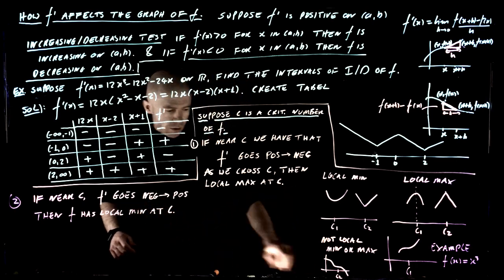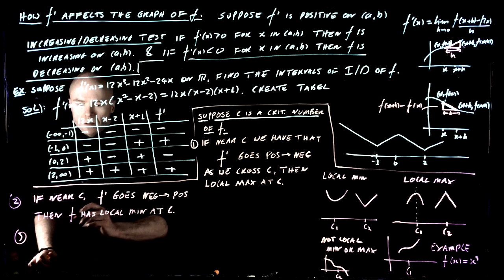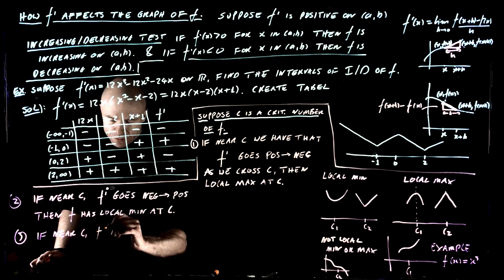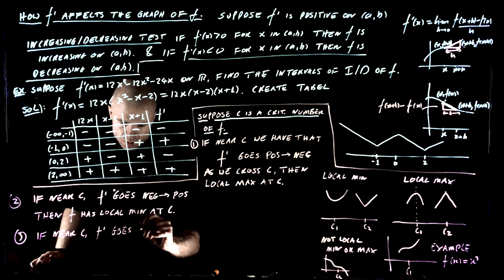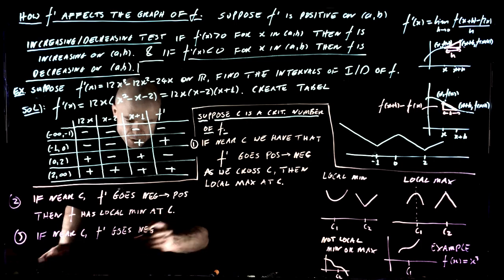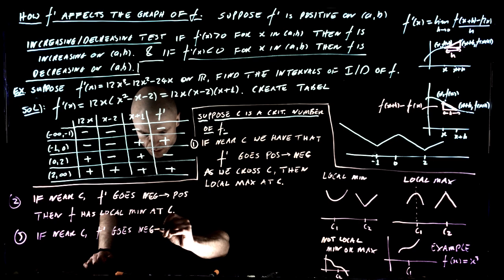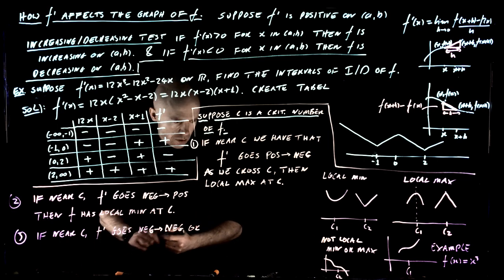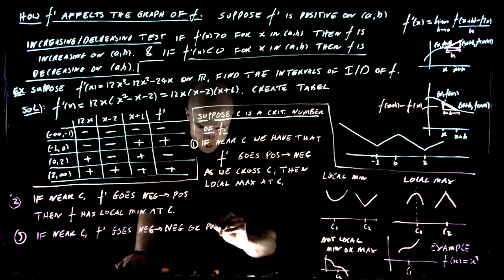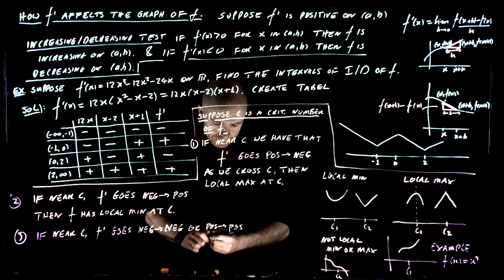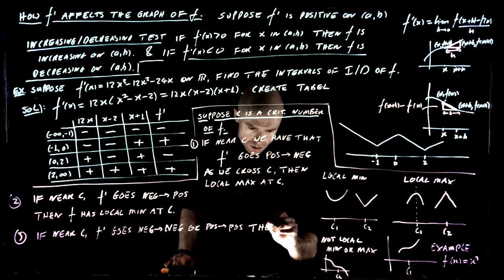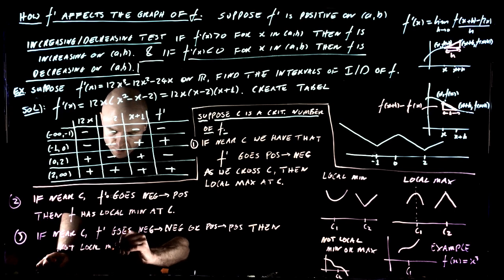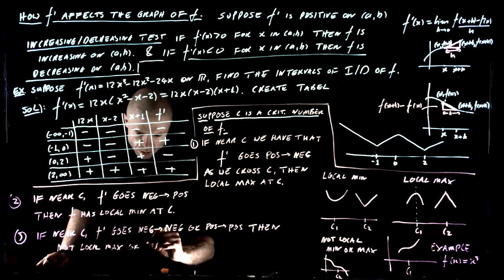So, this is our third principle. 3. If near c, f prime goes negative, negative, or positive, positive, then not a local max or local min.